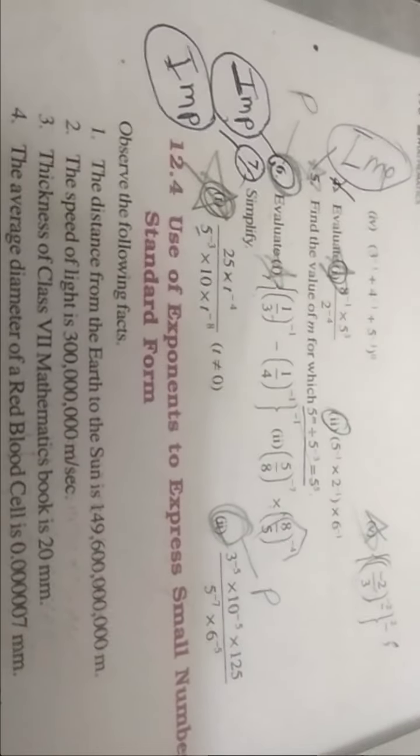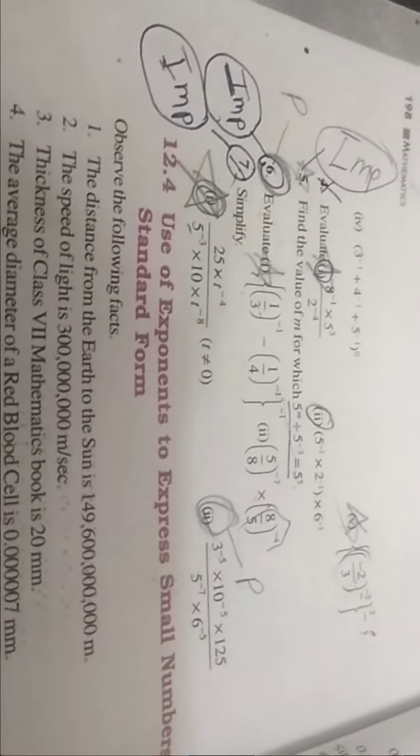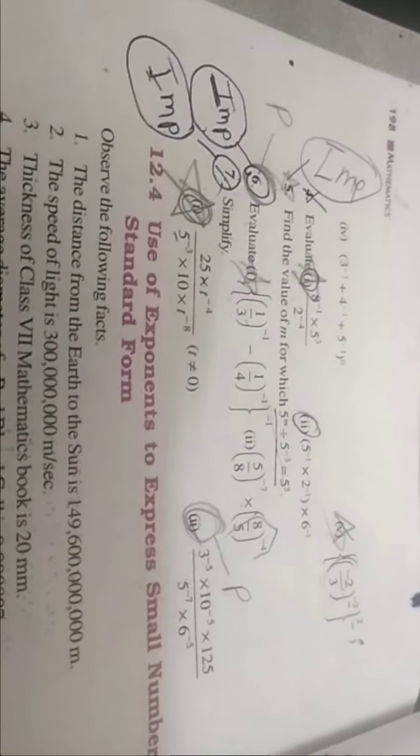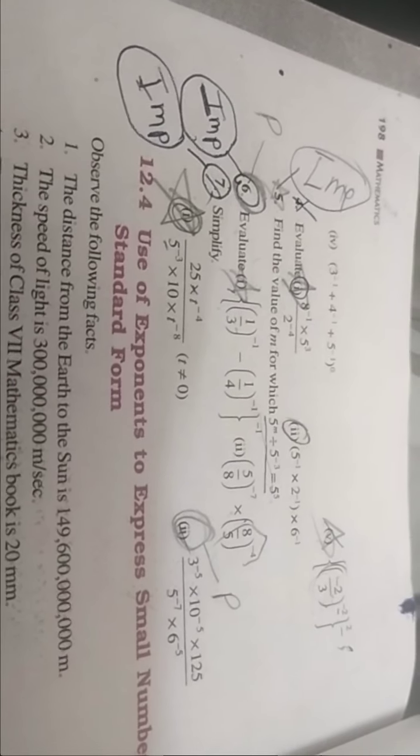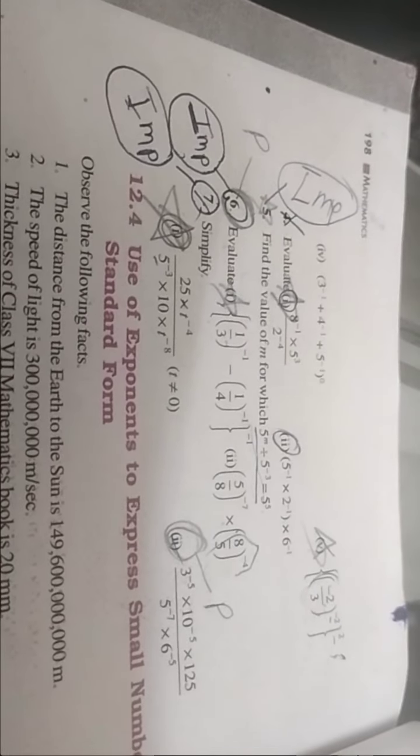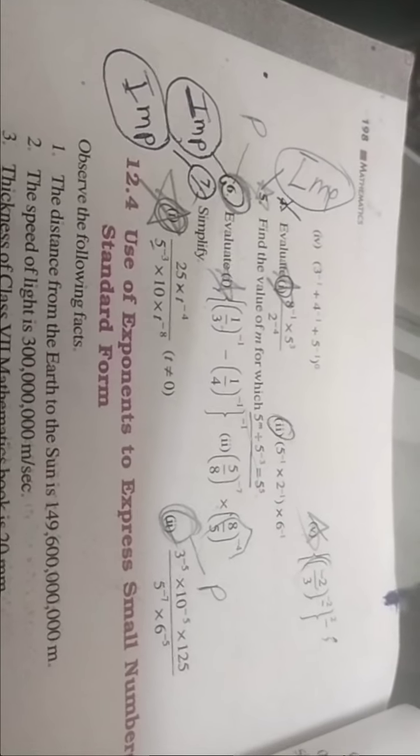Now coming to the seventh question, first part: simplify. Now let's go to the question. See here the question, seventh first part: 25 multiply t minus 4, and then divide by 5 minus 3 multiply 10 multiply t minus 8. Now I will note down the question in the notebook. So see here guys, I have noted down the seventh first part in the notebook, and now we will do its answer.